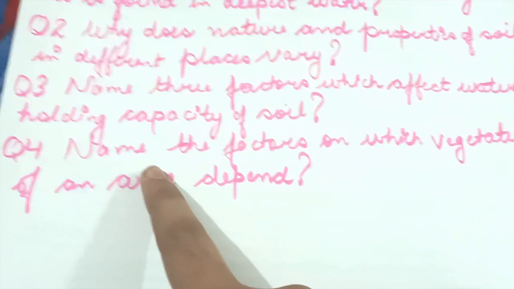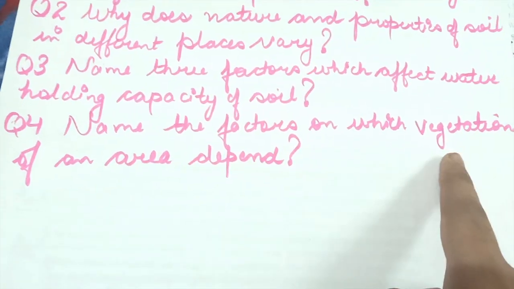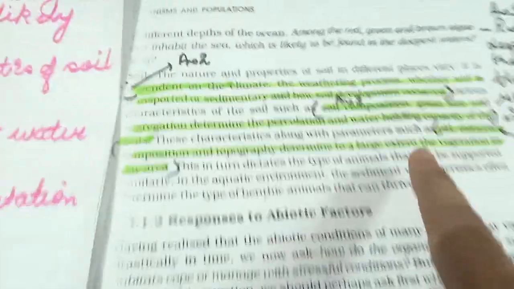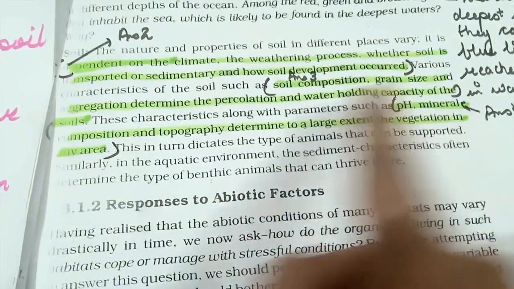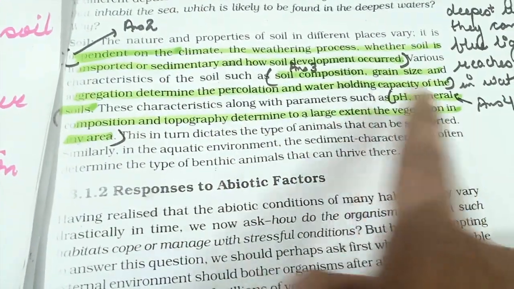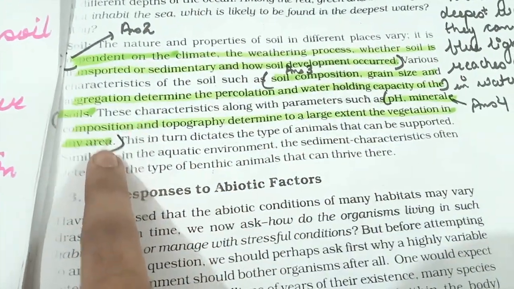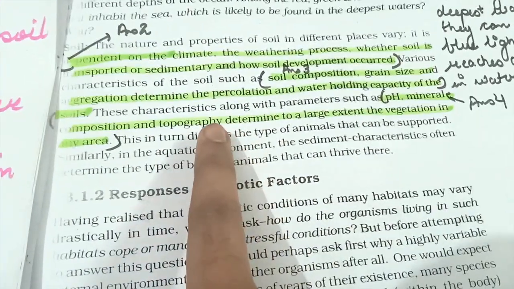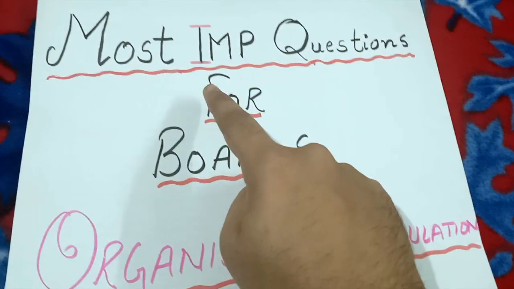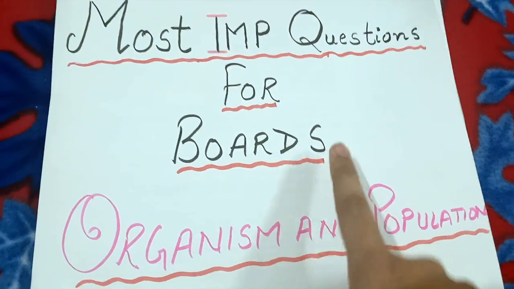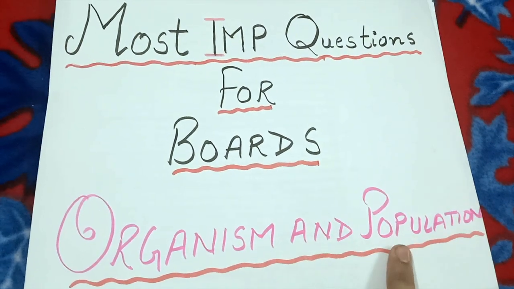Next question that can come is, name the factor on which vegetation of an area depends. The answer to this question is pH, mineral composition, and topography determine the vegetation in the area. So vegetation would depend upon the pH, it would depend on the mineral concentration, and it would depend on the topography. So students, this is the first part of most important questions for board of chapter organism and population.